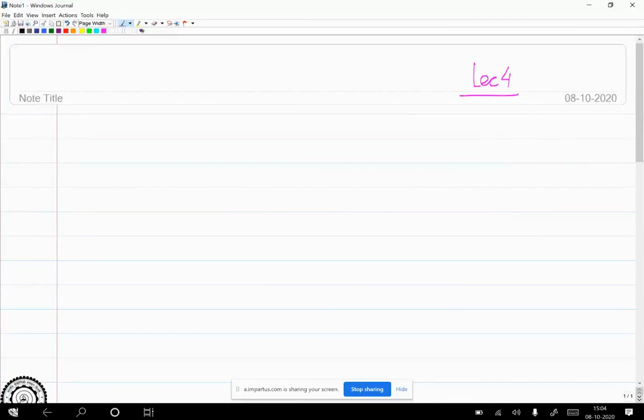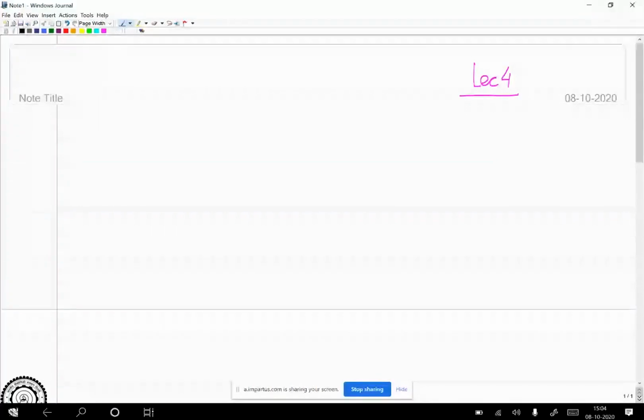So in the last class, we were talking about second order tensors, and we are going to continue with that. We saw that there are tensors of first order, second order, third order, fourth order, and they're all linear transformations. Today we will talk more about second order tensors.